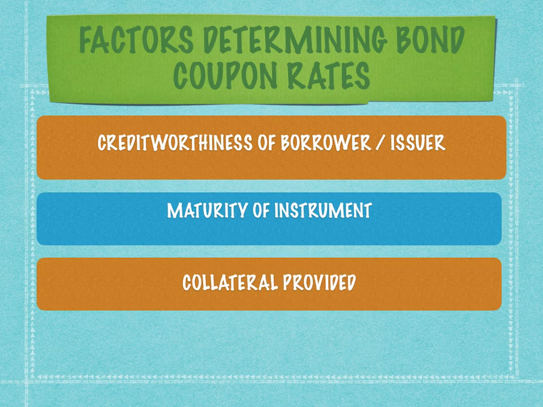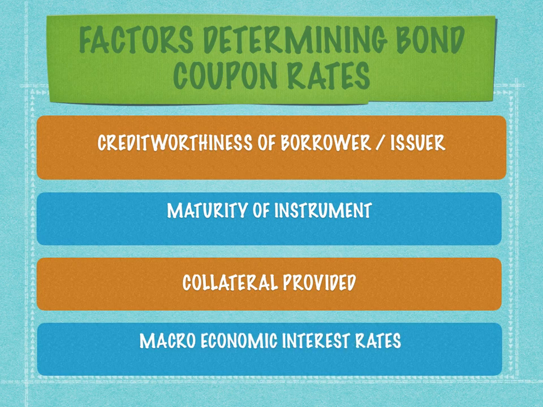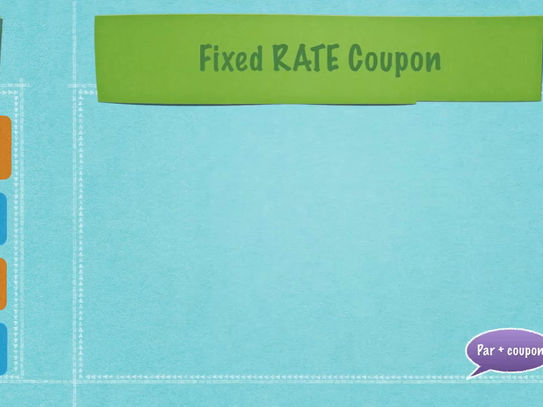Is the bond providing collateral? Is it a secured bond or an unsecured bond? If it is a secured bond, then the coupon is lesser compared to an unsecured bond. But overriding all these factors are the macroeconomic rates, which are determined by the RBI. I've already uploaded a video on repo rate, reverse repo rate, bank rate, and MSF rates, the link of which is shared in the comments below.